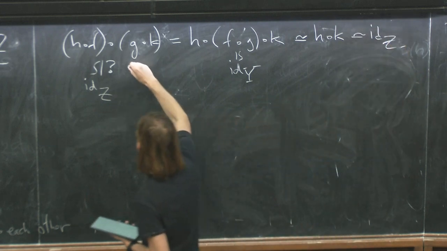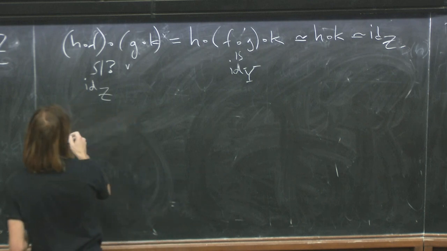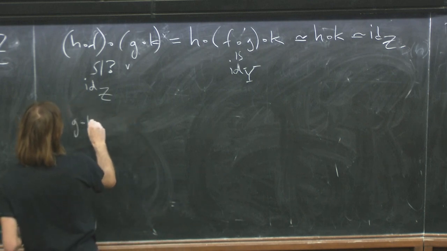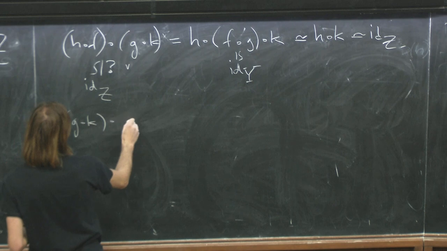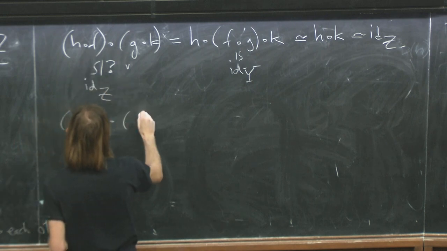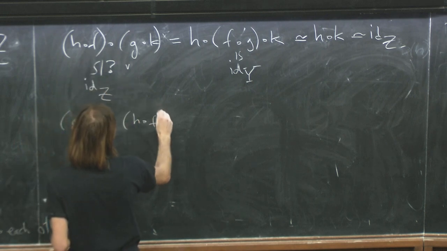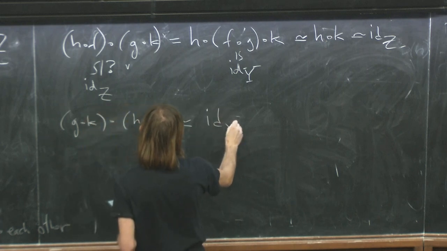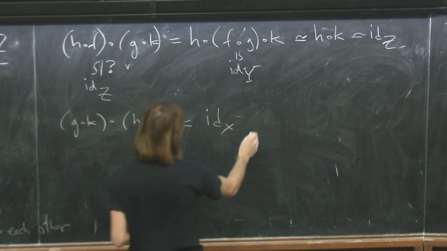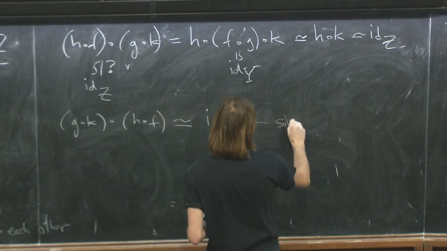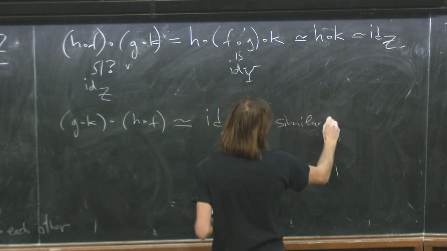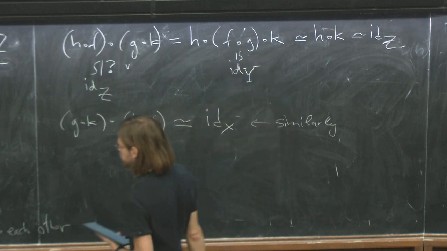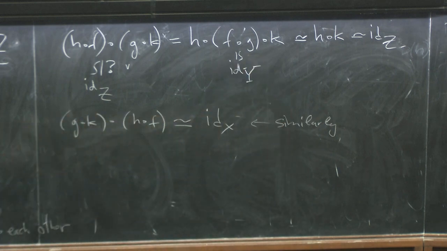Indeed, we showed this. And of course, we also need to check that the composition the other way around is homotopic to the identity on X. This is done similarly, completely analogously, using these properties.